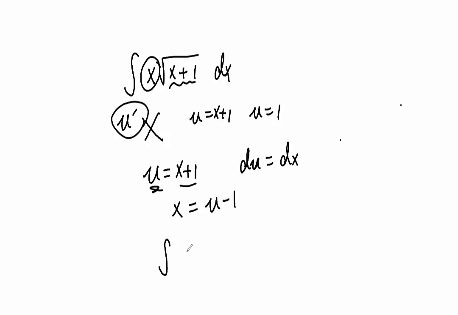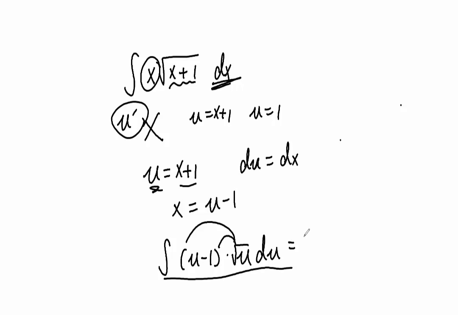Now we're going to have x is u minus 1, times square root of u du, because we're going to change everything to be u. Now we can do the distribution here to have u times square root of u minus square root of u du. Now we have no problem here because we can combine. So this problem is solved by using u substitution. It's not a very hard problem to do by u substitution.